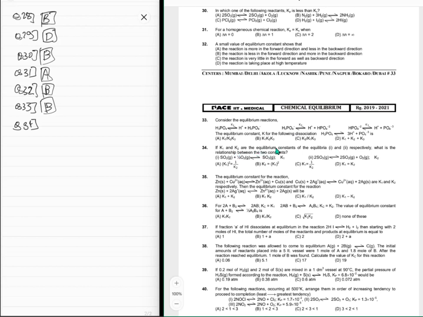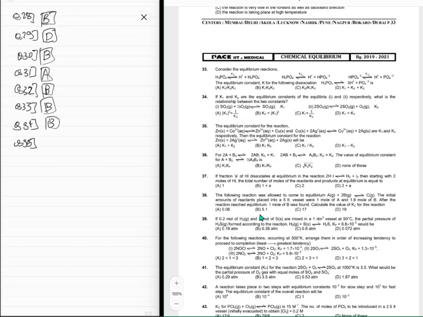If K1 and K2 are the equilibrium constants of equilibrium 1 and 2 respectively, what is the relationship between the two constants? What kind of relationship do you want? Oh, okay. So these are the same reactions except that this is double of that. So K2 is just K1 squared. It's foundation builder, that's why it's easy questions. But seriously, man, just give us a little harder questions. The equilibrium constant for this reaction.